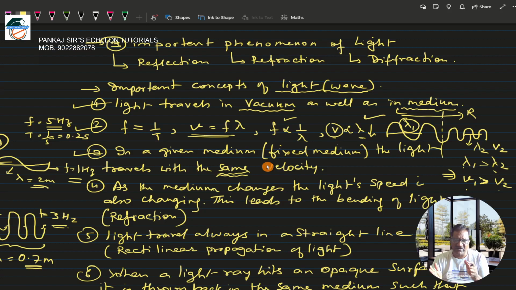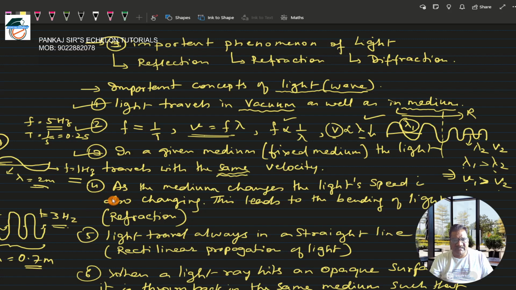Now that velocity can be different depending upon the medium. But as far as the medium is fixed, the velocity of the light in that particular medium will remain the same. For example, the velocity of light in air will always be 3 into 10 raised to 8 meter per second. But in glass, the velocity of the light will be 2 into 10 raised to 8 meter per second. So when the medium changes, the velocity of the light changes, but in a given medium, the velocity of the light will remain the same. Okay, so that you have to remember as the third point.